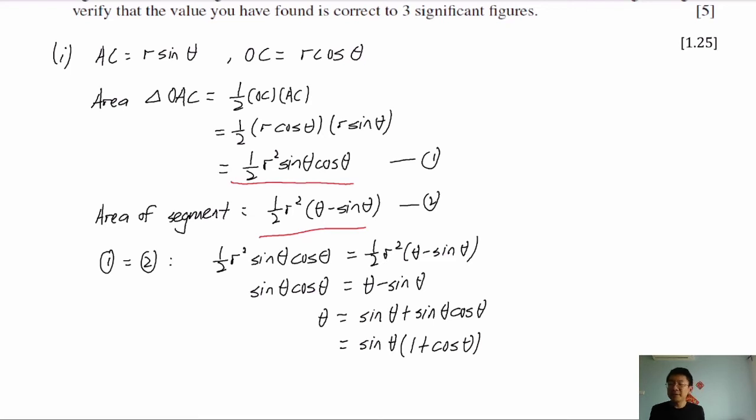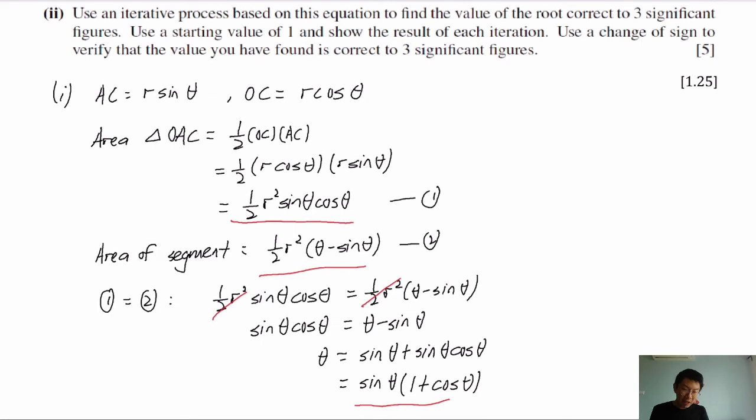Okay, and before this we already said the areas are equal, so just equate both of them, and we can cancel out the half r squared from there. So basically from there it's about rearranging the equation. After we rearrange, we should be able to get what we need to prove from the question. So that will be for part 1.